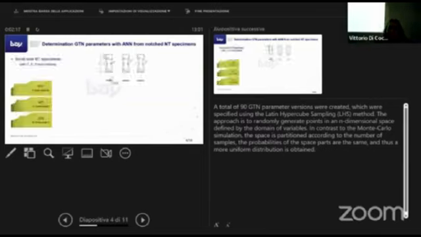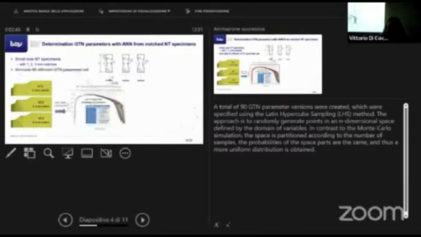So the first step is to determine the GTN parameters with the artificial neural network. For this, we use small sliced notch tensile specimens. As can be seen from the diagram, we use flat versions instead of the commonly used cylindrical versions because of the limited material we had. Therefore, we could save material with this method, and we wanted to show that even in case of flat specimens, we could determine GTN parameters.